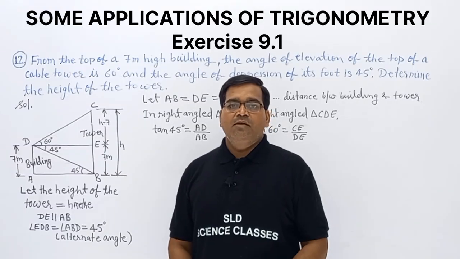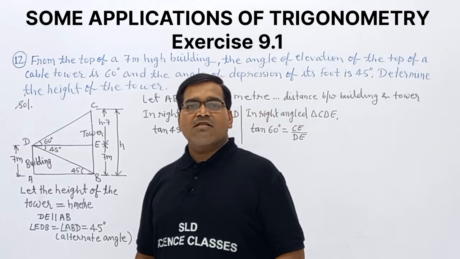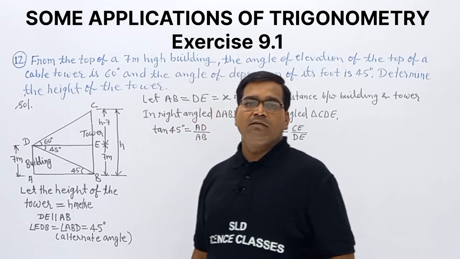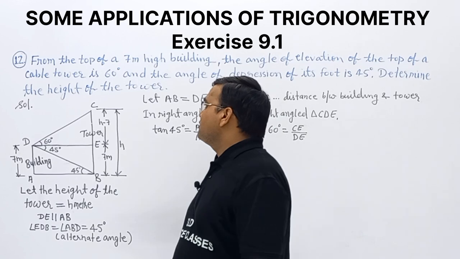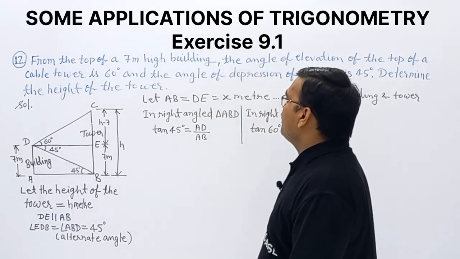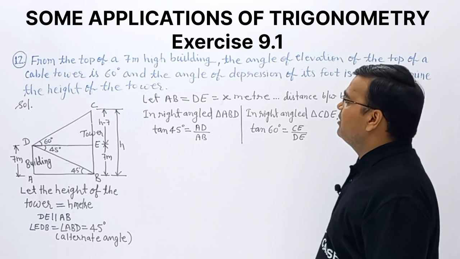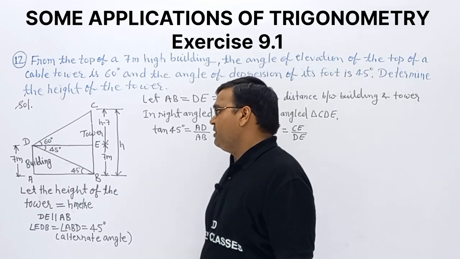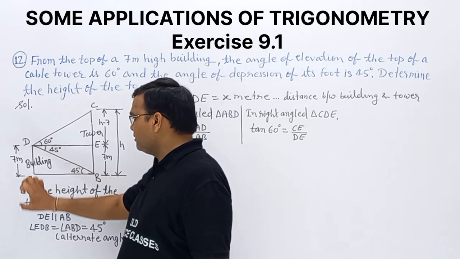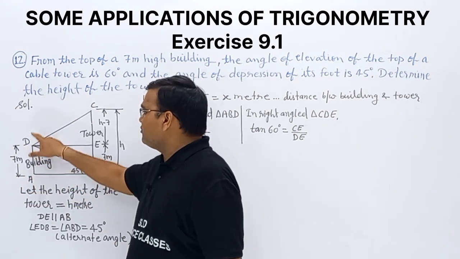In this class, we will discuss question number 12, exercise 9.1, some applications of trigonometry. Observe, from the top of a 7-meter high building, we have one building, and the height of that building is what? 7 meters. We assumed AD is the building, and its height is 7 meters.